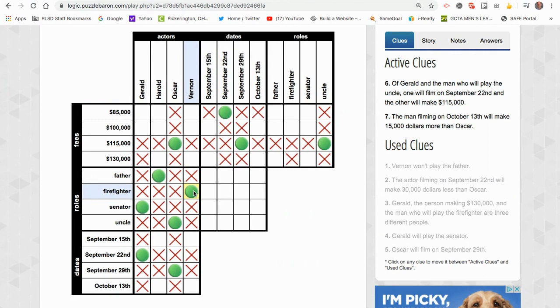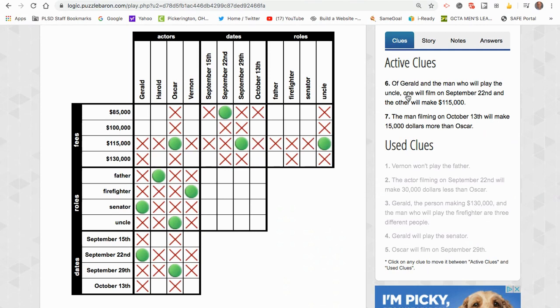So now we're going to complete our grids. So we know Oscar, those 3 are done. September 22nd. And so we've eliminated quite a bit. So we're going to go back to our clue and see if we can get anything more out of it.